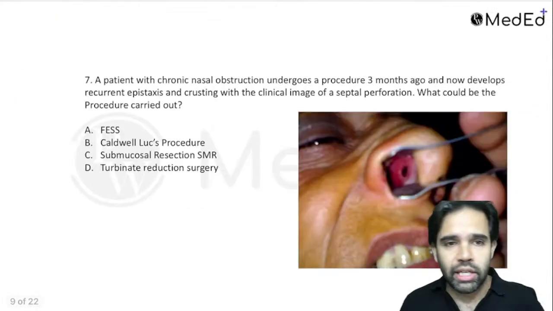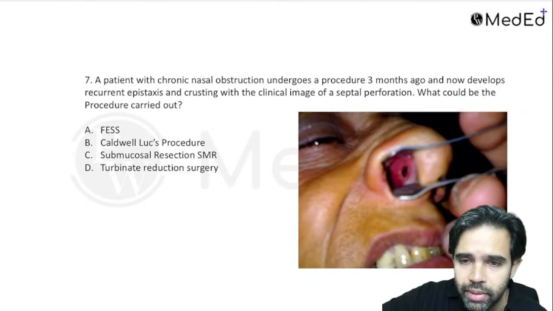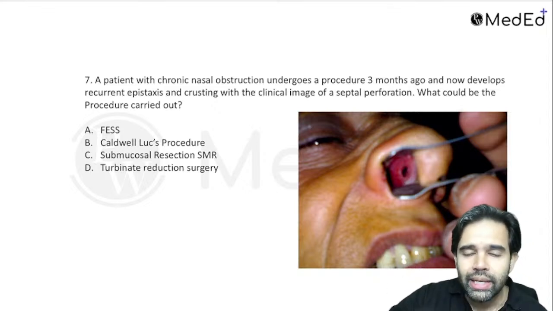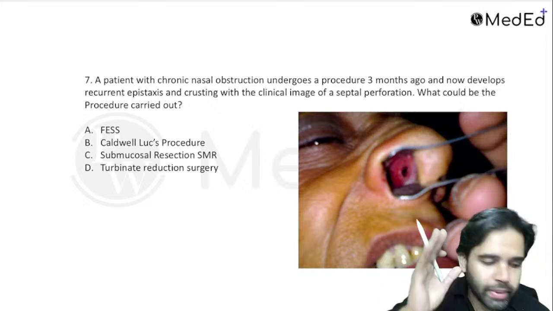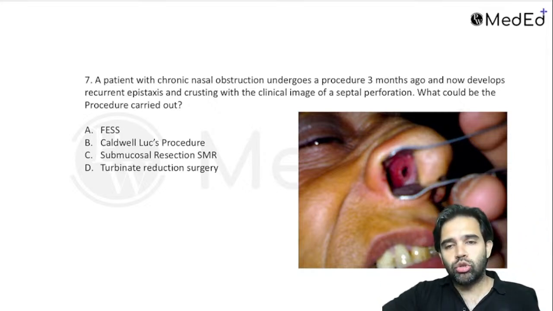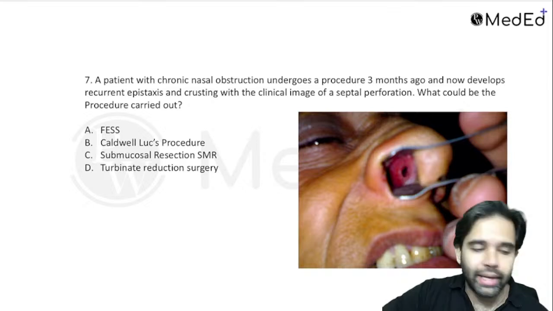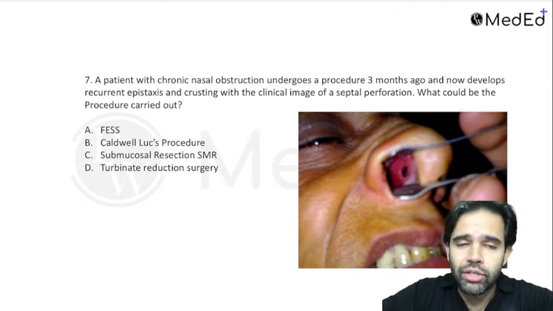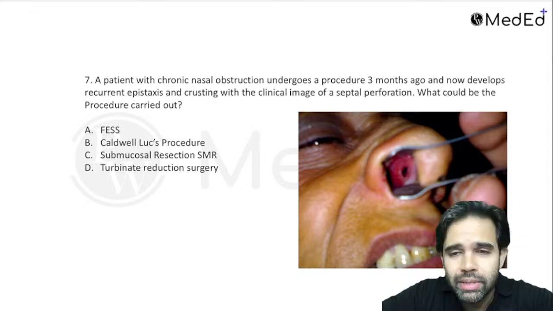All right, then there was this other question with chronic obstruction. 3 months ago, the patient underwent some sort of surgery. There is crusting and septal perforation. I don't know whether an endoscopy image or some other image was shown, but some septal perforation image was shown. And if that was shown, then what is the procedure? Okay, I don't know the exact option. Some people said turbinate reduction was there. Some people said FESS. Some people said Caldwell-Luc.